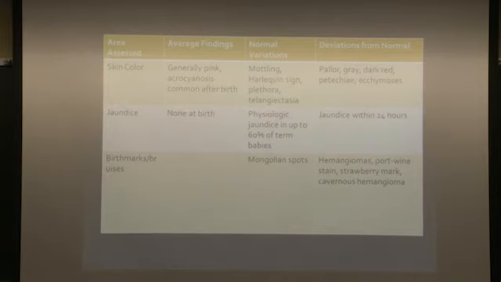So we're assessing the skin color. Average findings are usually pink or acrocyanosis, which is common after birth. You'll see some normal variations such as skin mottling or Harlequin sign. Harlequin sign is characterized by an asymmetrical sweating and flushing of the face and neck. You could see plethora, and that's a beefy red coloration of the newborn. They look like they have a bad sunburn.